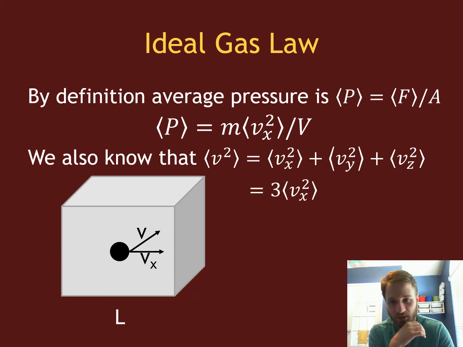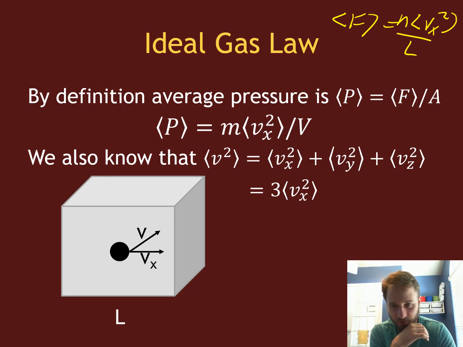Now, if you remember, the average force was equal to mass times the average velocity in the x direction squared, divided by L. If I take the length of this box times the area of the box, that is going to give me the volume of the box. And so this average pressure is just mass times the average velocity squared divided by volume.